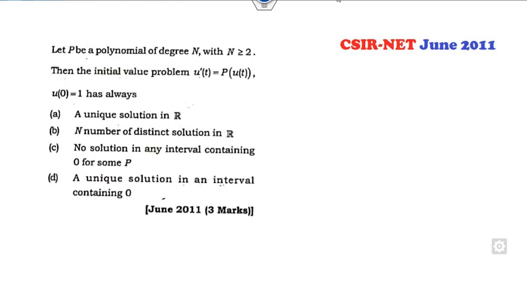So let's start with this one. P is a polynomial of degree n where n is greater than or equal to 2. So I can assume n is 2. As I always told you, whenever there is an unknown parameter, you can think about this. So P is a polynomial of degree 2, so I can choose x square. That's very simple. So this value is nothing but u square. Can you find the solution of this?